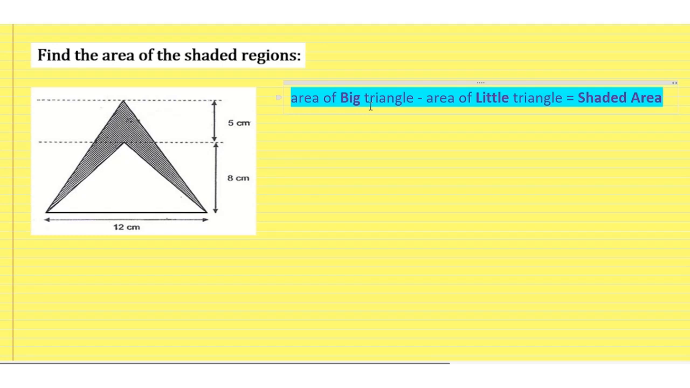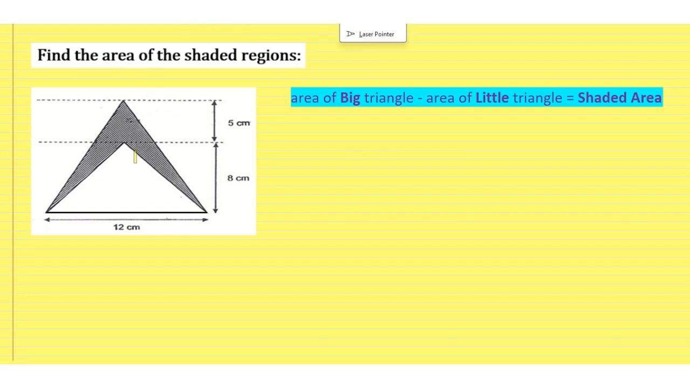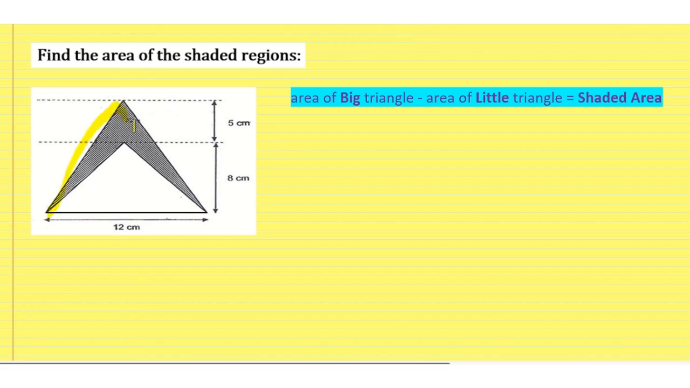In this video, we're going to be finding the area of shaded regions. In this first drawing, we need to recognize that we have two triangles. We have a larger triangle, and inside the larger triangle, we have a smaller triangle. And if we want to find the shaded region, it's a shaded region.